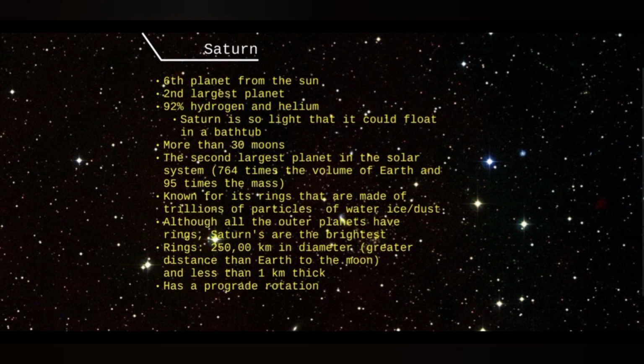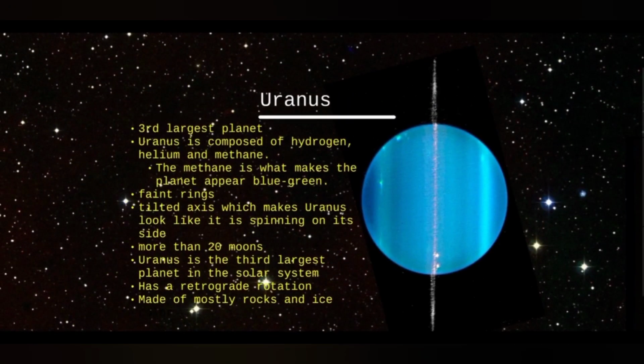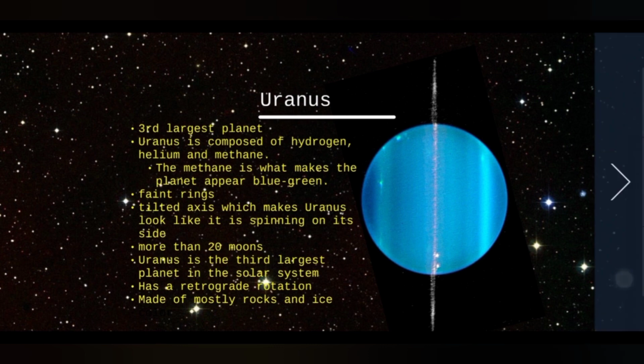Alam niyo na kung what is Saturn, ano? Yan siya lang naman po yung sixth planet from the Sun and the second largest in the solar system. Okay, and Uranus, the third largest planet in the solar system. Uranus is composed of hydrogen, helium, and methane. The methane is what makes the planet appear blue-green, and it has faint rings and a tilted axis which makes Uranus look like it is spinning on its side, and more than 20 moons.